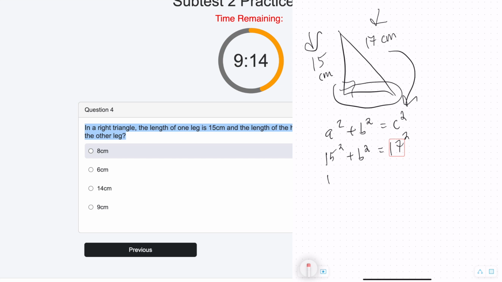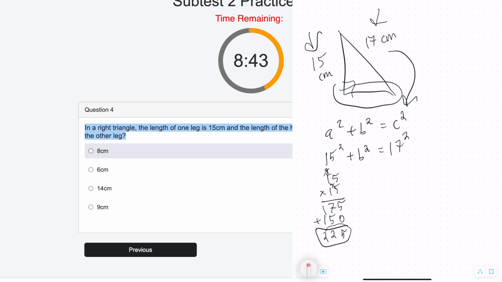So 15 squared is also 15 times 15, and 5 times 5 is 25. 5 times 1 is 5, plus 2 is 7. Bring this 0 down, cross this out. 1 times 5 is 5, and 1 times 1 is 1. And here we go. We can add these together. We have 5 here, 12 there, 2 here, so 15 squared is 225.